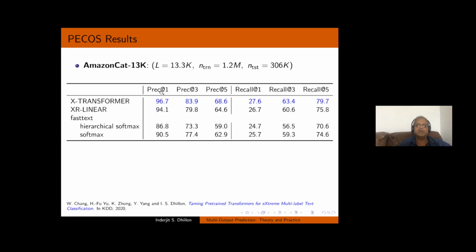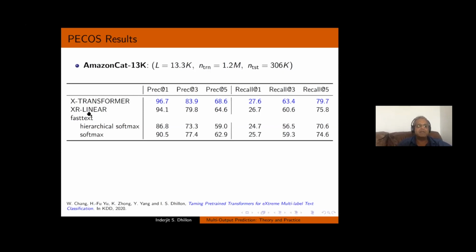So here I've given the traditional metrics used in this literature, which is precision at K. So K is 1, 3, and 5. And you can see that there is some improvement, both in precision and recall. And like I mentioned, this is a paper that we're presenting this week.